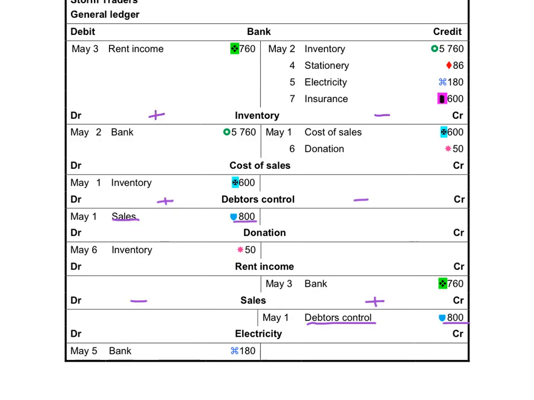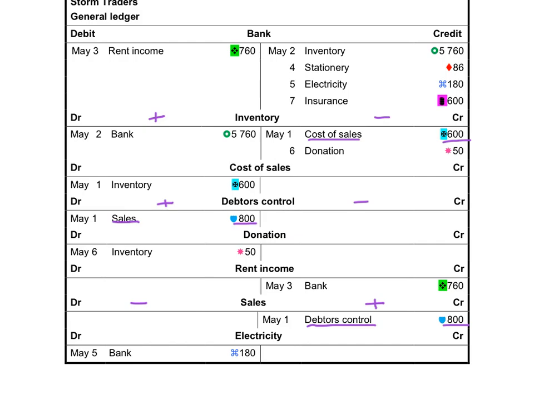So the inventory was sold, we have less inventory, so we decrease our inventory on the credit side and we will debit the cost of sales account. Cost of sales is debited because cost of sales is an expense and expenses increase on the debit side. So the double entry will be completed in the cost of sales account and we will write the word inventory to indicate that the double entry is in the inventory account.